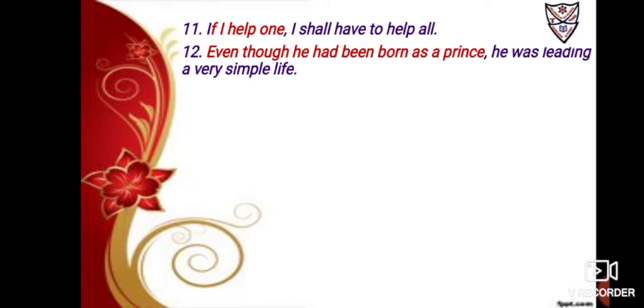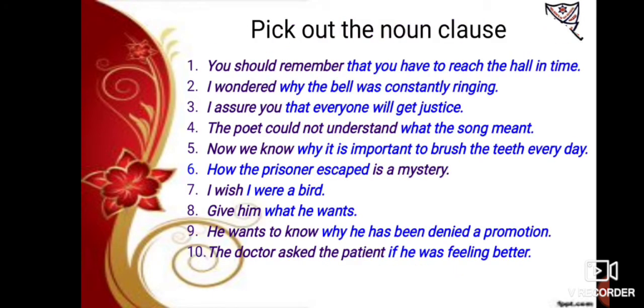Number 12, even though he had been born as a prince, he was leading a very simple life. So this shows a contrast. He was born as a prince, okay, he was born in a kingdom, but even then he was living a very simple life. So it's "even though he had been born as a prince" is an adverb clause.